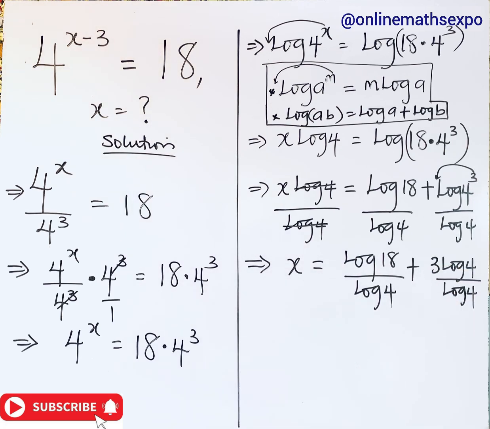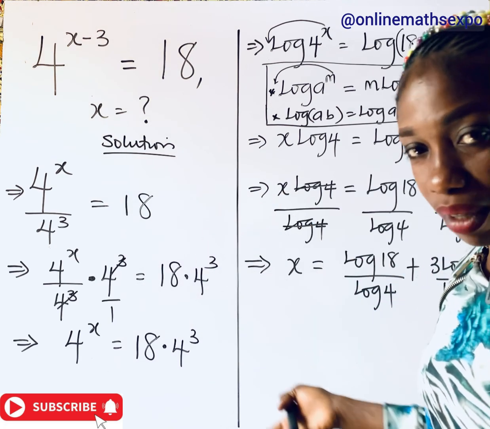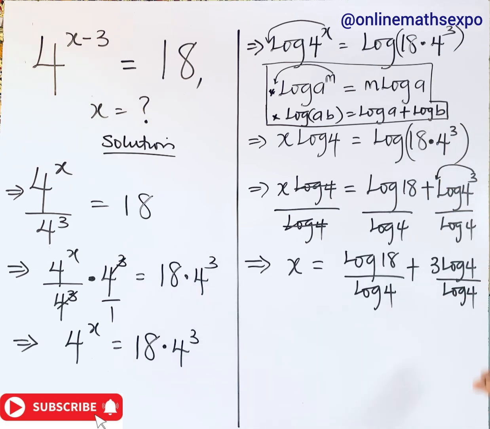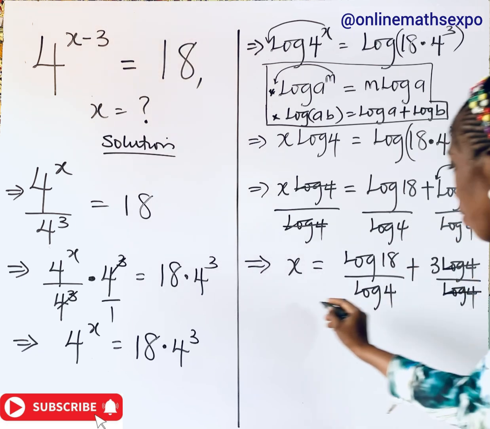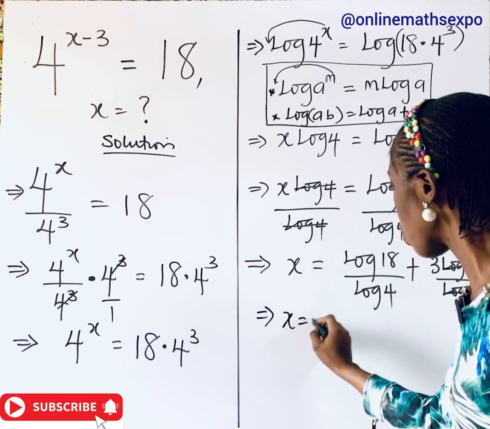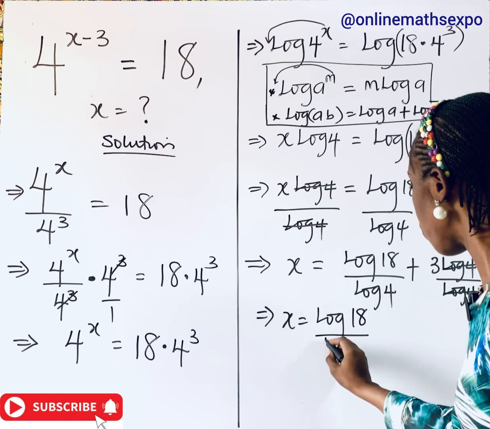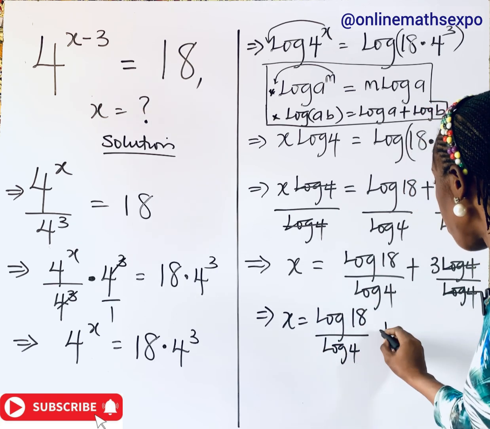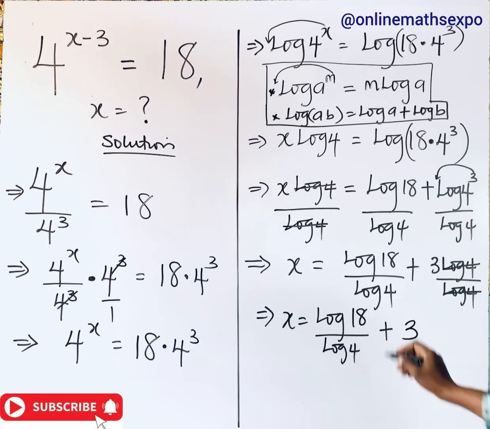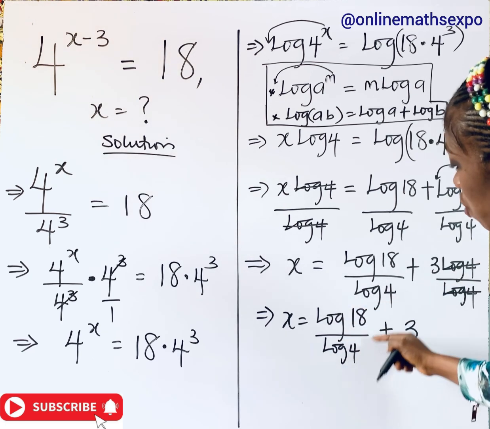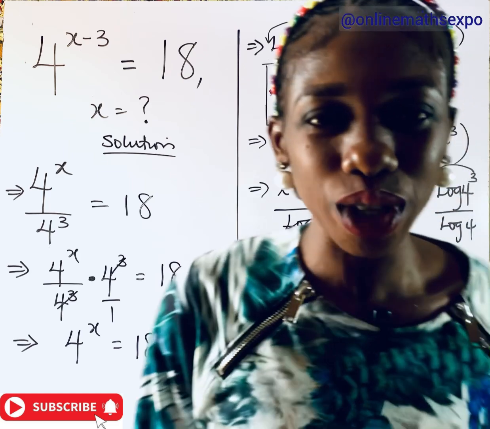So what do you do at this point? Remember, at this point, we are trying to simplify, okay? So at this point, you will notice that log 4 is here and here, so it can cancel each other. So we are now left with x is equal to log 18 all over log 4 plus 3. Now, we still need to reduce this. Now, how do we reduce it?